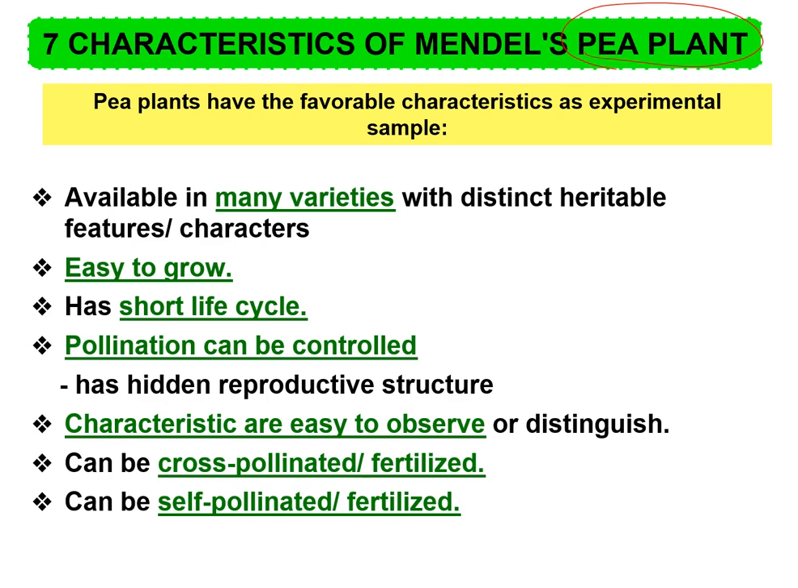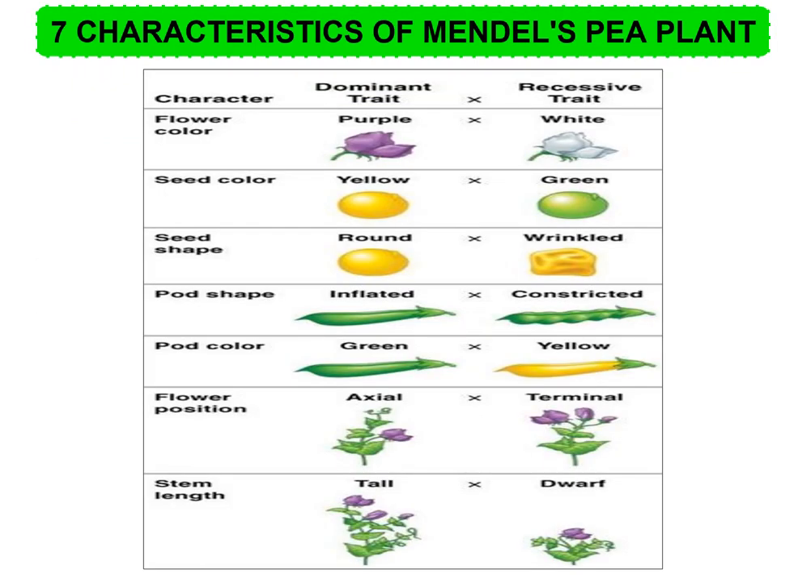Because pea plant is available in many varieties. Easy to grow. It has a short life cycle. Then pollination, pollination adalah penderbungaan, can be controlled. Then characteristics are easy to observe. Can be cross-pollinated or fertilized. And also they can self-pollinate, left to pollinate by themselves.